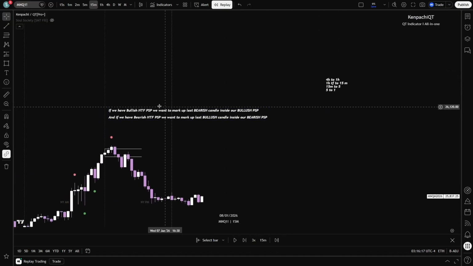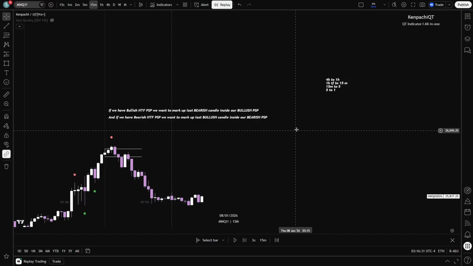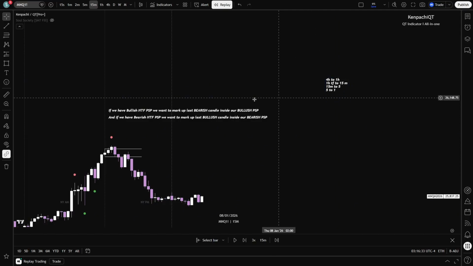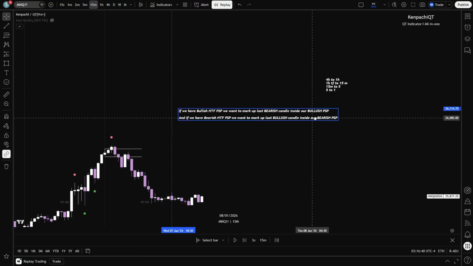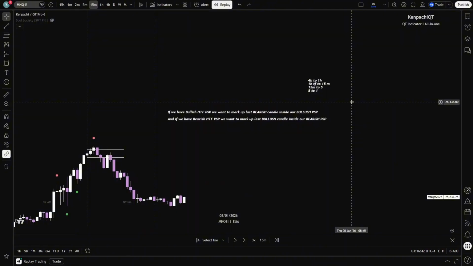If you have, let's say, a 15-minute bullish PSP, we go to the 5 minute chart and we look for the last bearish candle inside our bullish PSP. But if you have, for example, a 15-minute time frame bearish PSP, we want to mark up the last bullish candle inside our bearish PSP. So you can take a screenshot, you can note it down, and that's pretty much it about the order blocks. So let's move on.